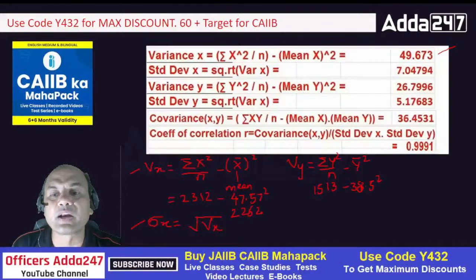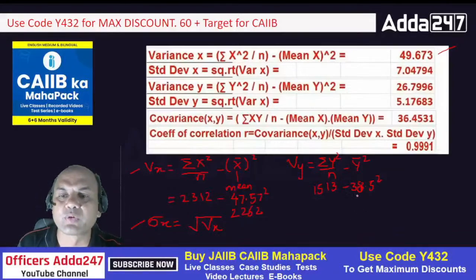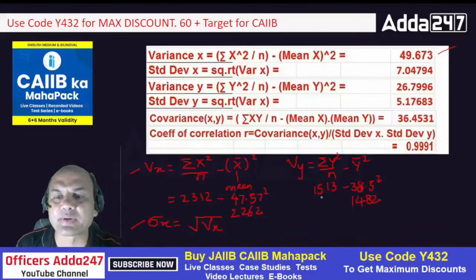Yes, 36. Yeah, 37 is okay. Some of you are getting 37 point something. That's okay. Even if you get something around 35, 36, it's fine. So covariance done. Now what next?